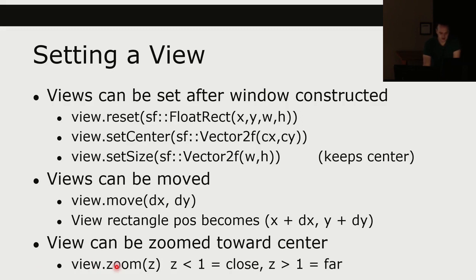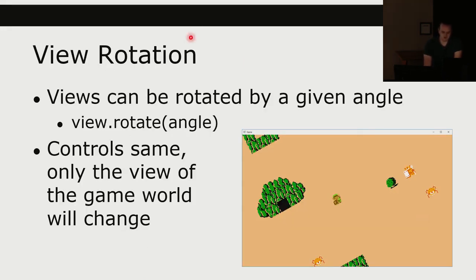And so if you want to zoom, view.zoom, and if it's less than 1, it gets closer. If it's greater than 1, it gets further away. View rotation, so you can rotate the camera as well. Just imagine trying to play this game. And it's kind of interesting because the game coordinates all stay the same. It's just the view that gets rotated.